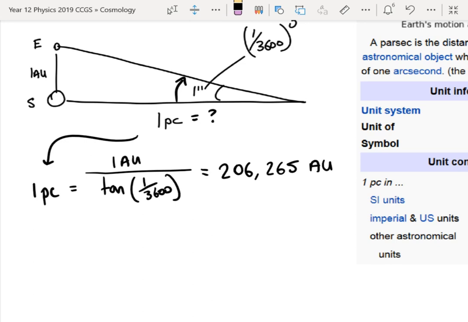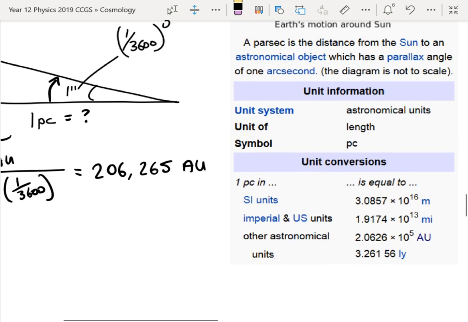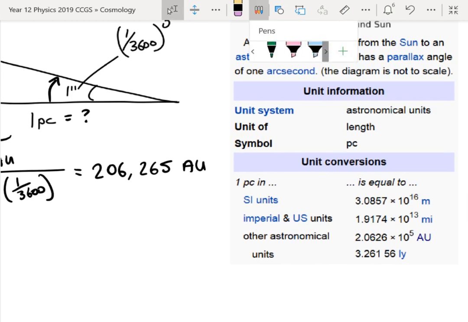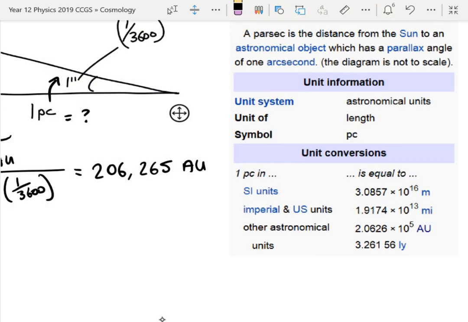206,265 astronomical units. Which, if you notice, we have there on the wiki page. Oh, by the way, let's just scribble out this. We don't really care about the United States of America with their silly imperial units. We don't have to worry about that.